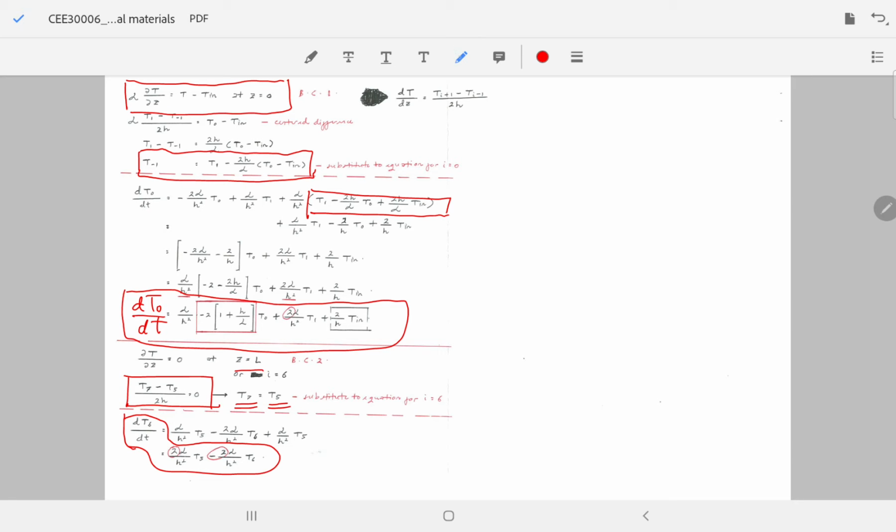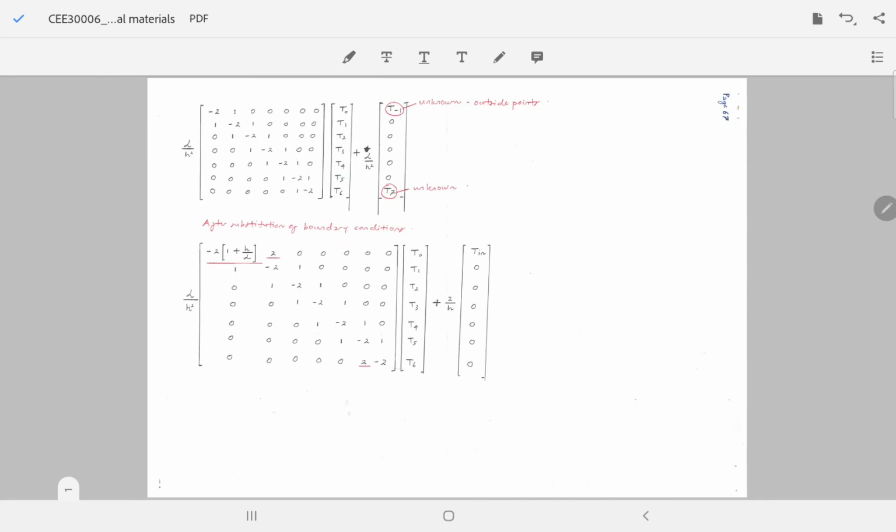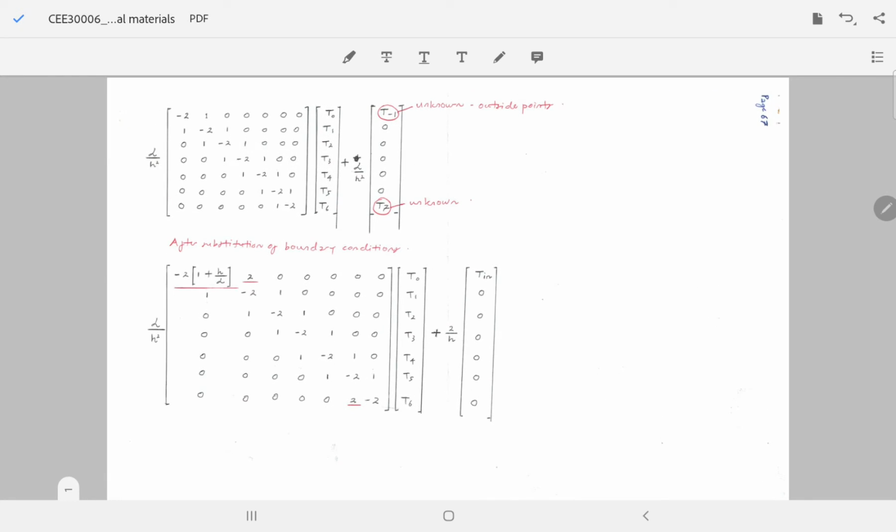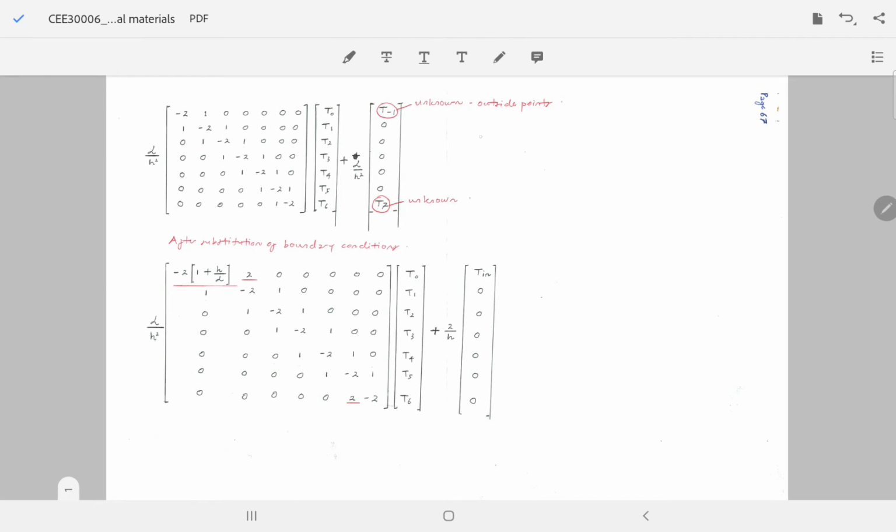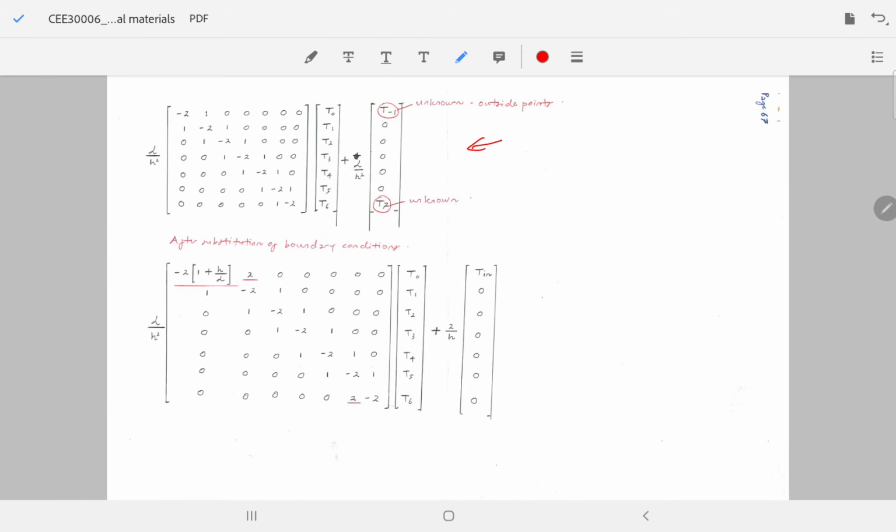Once we have those updated ODEs, we know that we have this matrix. This one is the initial one, so this one has not been substituted by the boundary conditions. But after substituting the boundary conditions, we have this final matrix in here.